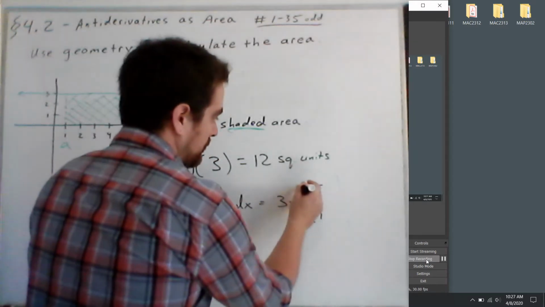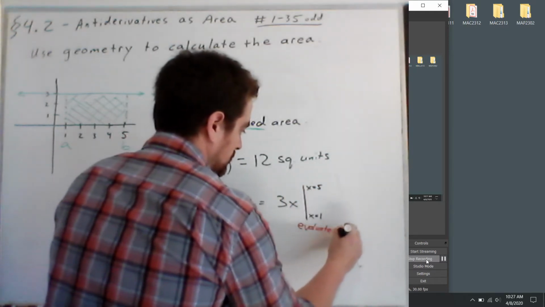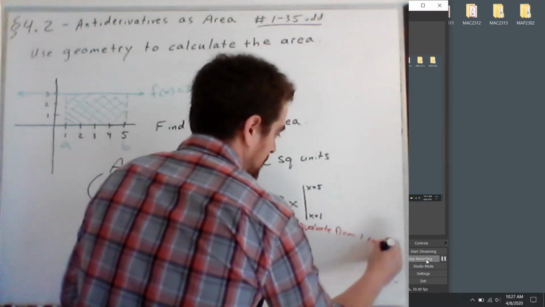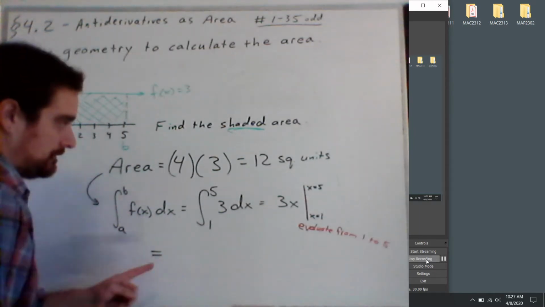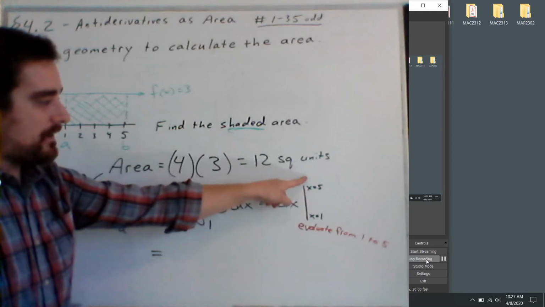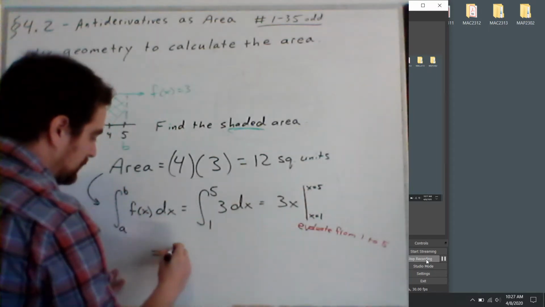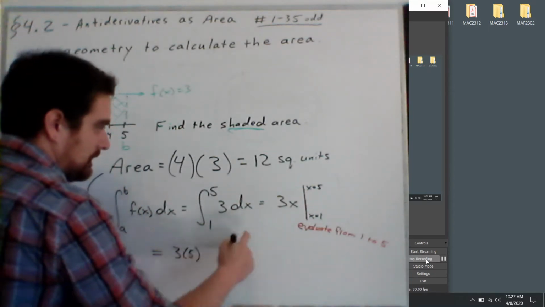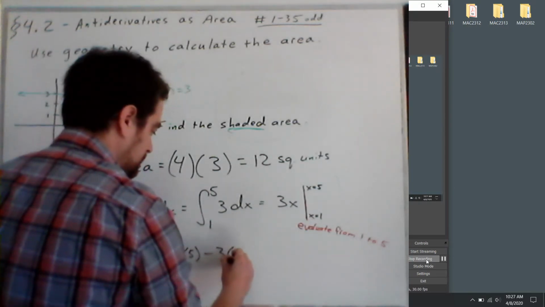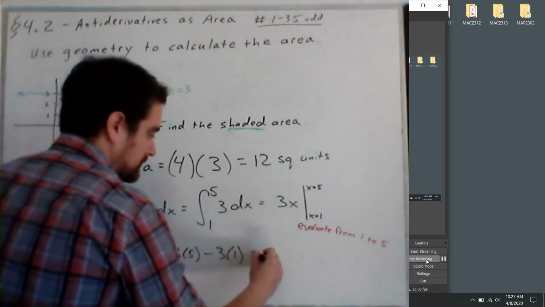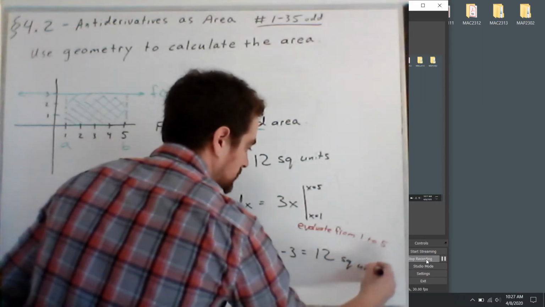When you see this vertical bar like this, that means evaluate from 1 to 5, right? From where we start to where we stop. Here's the process. We take the upper bound and we plug it in. This upper bound is where we end. We take b and plug it in, 3 times 5, and then we subtract the lower bound, so we subtract 3 times 1. Now what we're doing here is 15 minus 3, and we get exactly 12 square units.